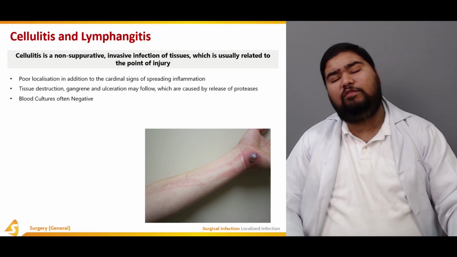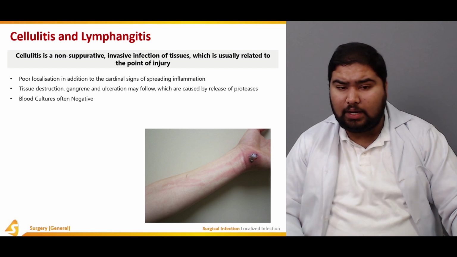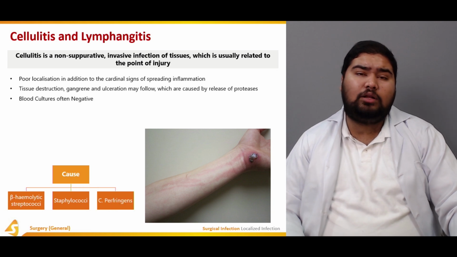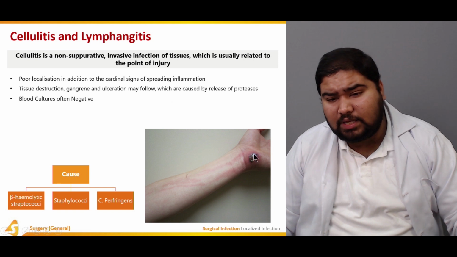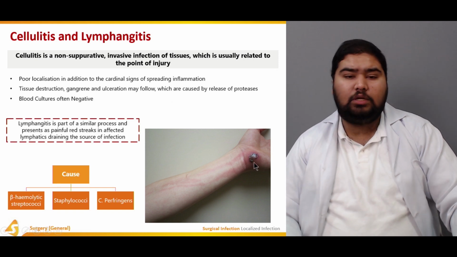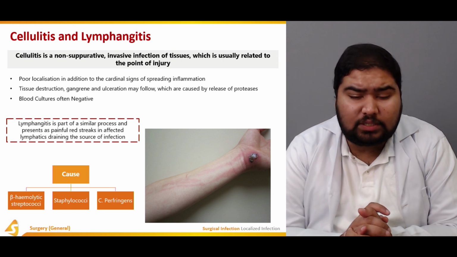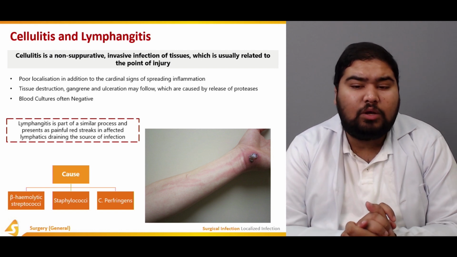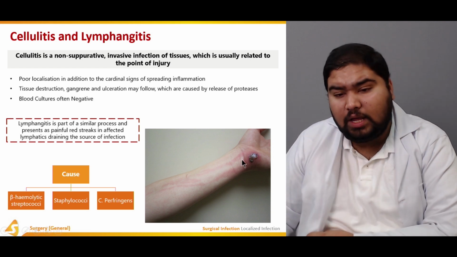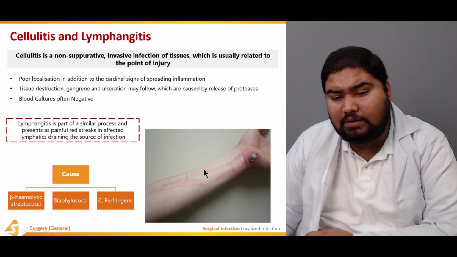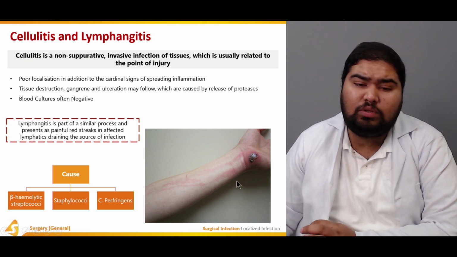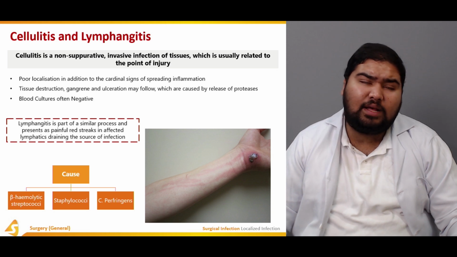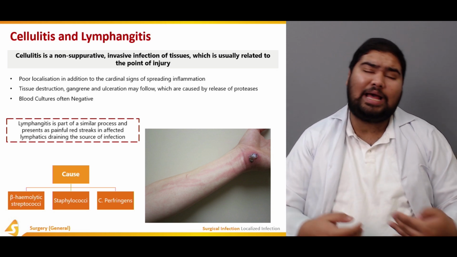The blood cultures are often negative. This is very important, that the blood cultures are often negative. The causes might include beta hemolytic streptococci, staphylococci, and Clostridium perfringens. In the figure you can see this is the cellulitis we are talking about. So lymphangitis is part of a similar process and presents as painful red streaks in affected lymphatics which are draining the source of infection. Here you can see this is the cellulitis, and these are the infected red lines which show the painful red streaks, and they are showing the lymphatics which are draining the affected part. So this is cellulitis and lymphangitis.